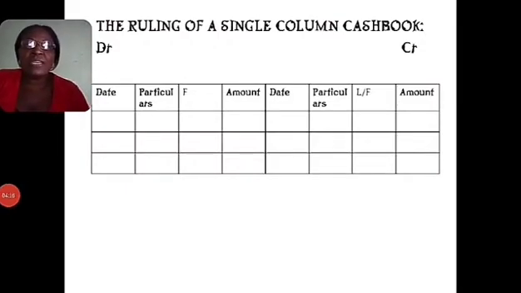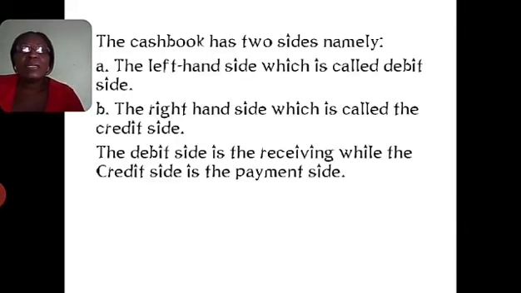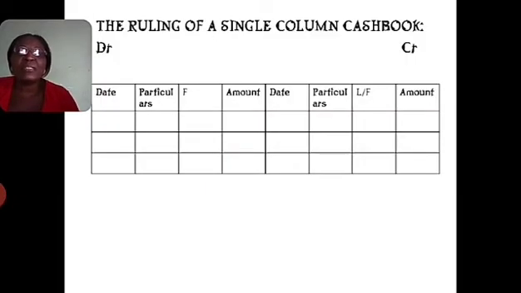The ruling of a single column cash book. In ruling the single column cash book, you will first divide your paper into 2 equal halves. It has 2 sides, the right hand side and the left hand side. Then the left hand side is also called the debit side, while the right hand side is called the credit side. The debit side is the receiving, while the credit side is the payment side.